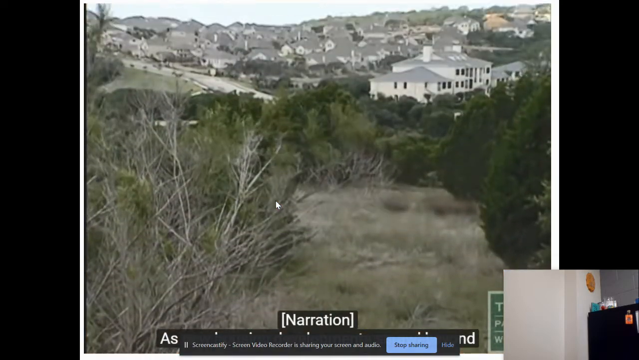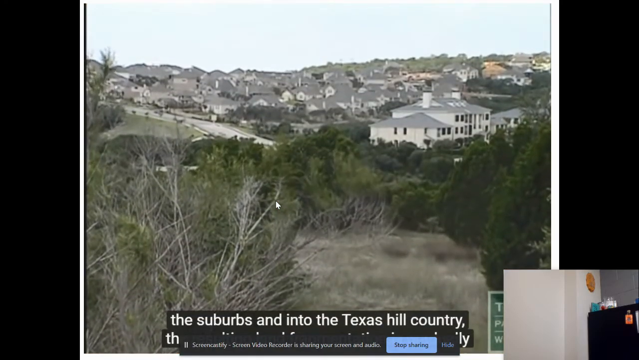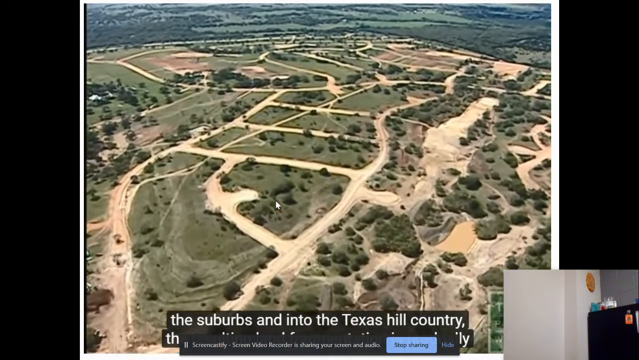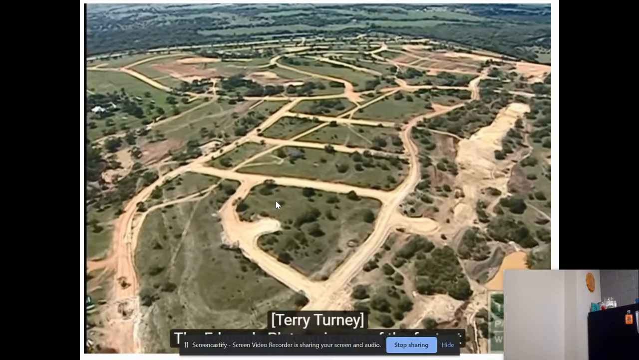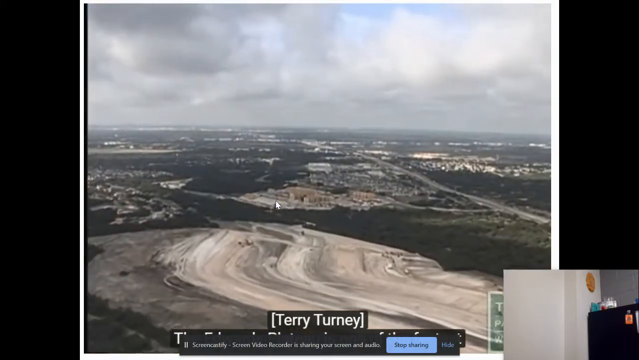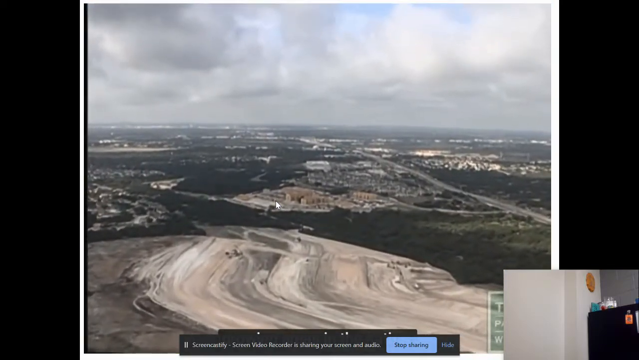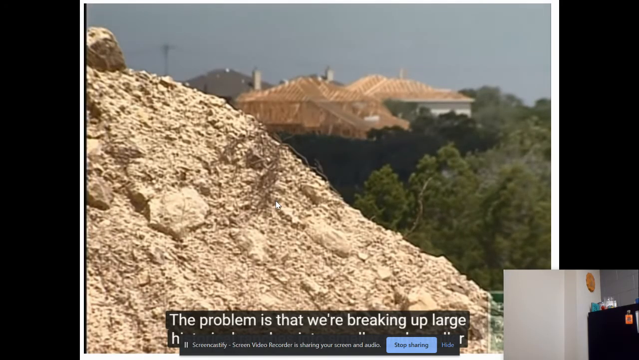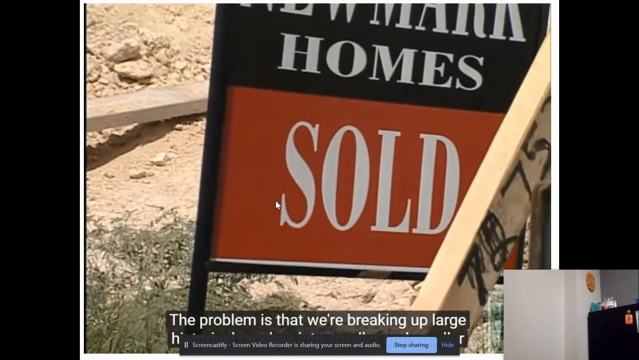As new housing developments sprawl beyond the suburbs and into the Texas Hill Country, the resulting land fragmentation is gradually decreasing wildlife habitats. The Edwards Plateau is one of the fastest growing areas in the nation. People are moving in from all over the country. They find land prices cheaper in this area than they would in their home states.